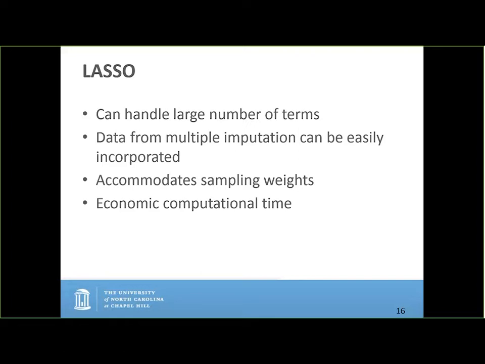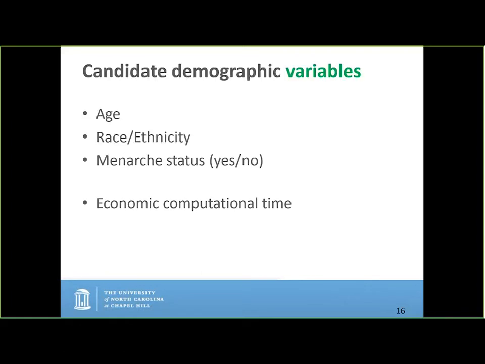We presented several candidate variables. There were demographic variables and menarche status in females. And then we had these candidate anthropometric variables. So these were the variables that were available to us in the NHANES data. So we used all of these.